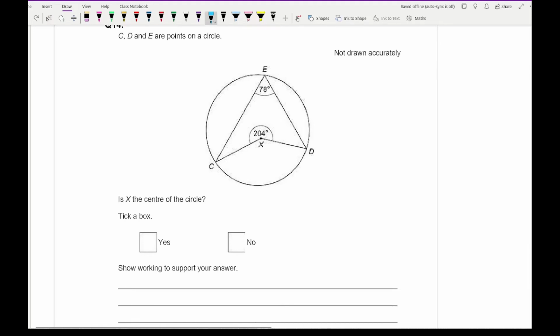So what we want to do is work out what this angle here is. Now that angle is around a point, so it's 360 minus 204, and that gives me an answer of 156. Now if point X is at the center, then this blue angle needs to be double the size of this angle here, because obviously that is one of the circle theorems. So 78 times 2 does equal 156, so the answer is yes, and then it's just a case of writing that.